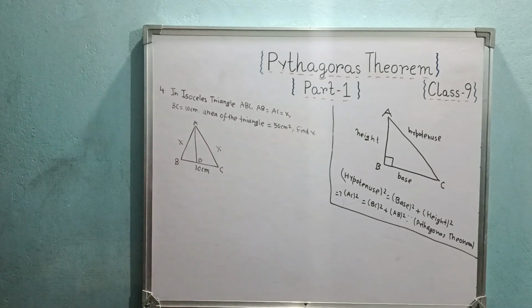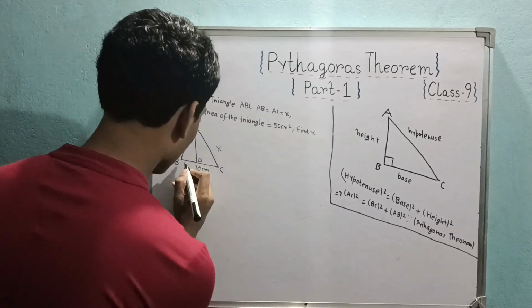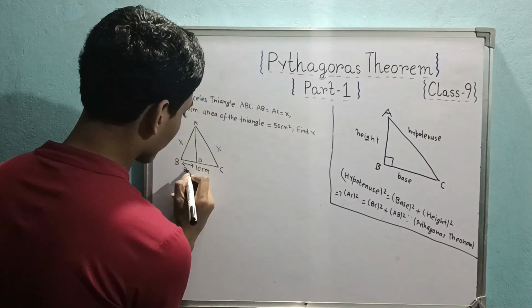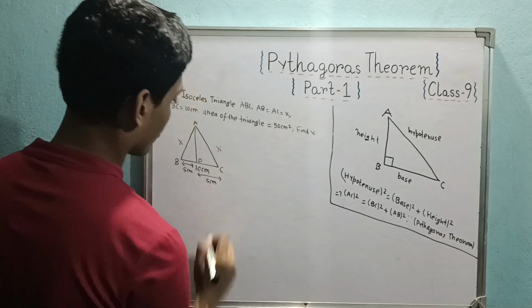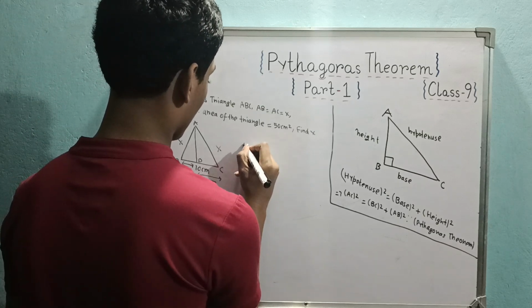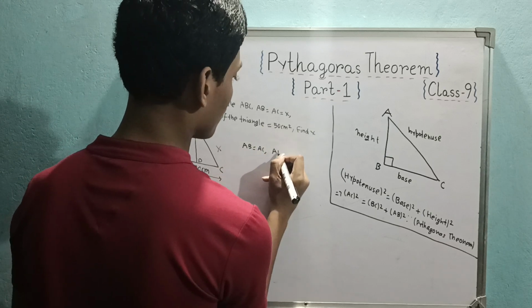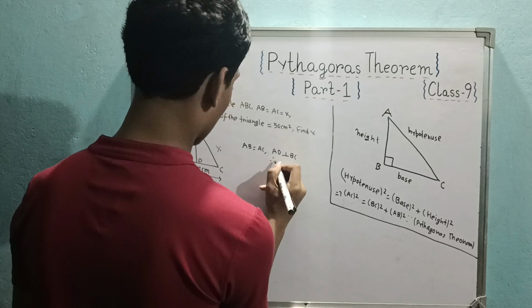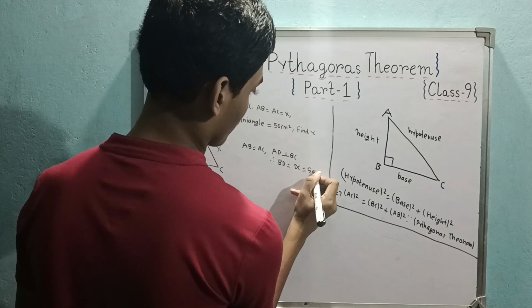See, AB equal to AC. That means BC is not equal. That means if AD is drawn perpendicular to BC, here also BC will get separated into two equal parts. That means BD is 5 centimeter and your DC is also 5 centimeter. So here AB equal to AC, AD perpendicular to BC, therefore BD equal to DC equal to 5 centimeter.